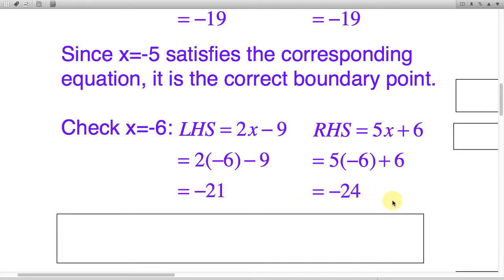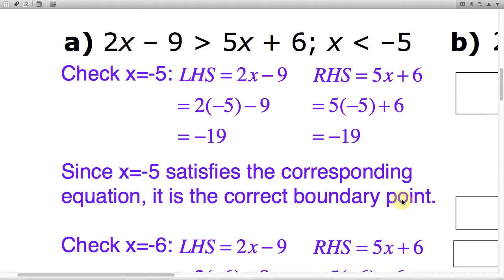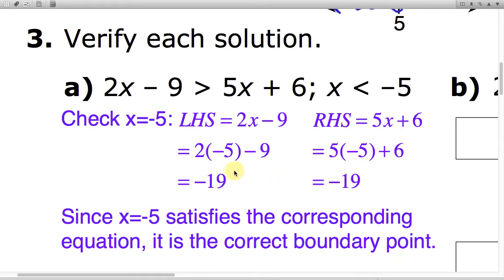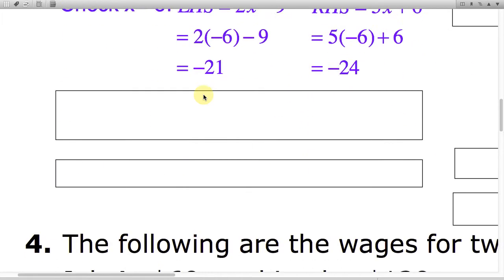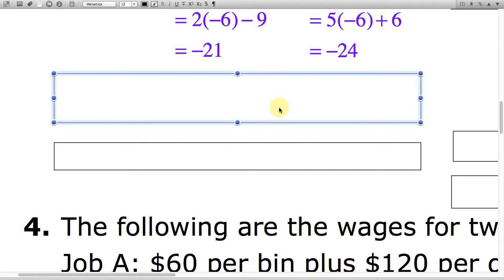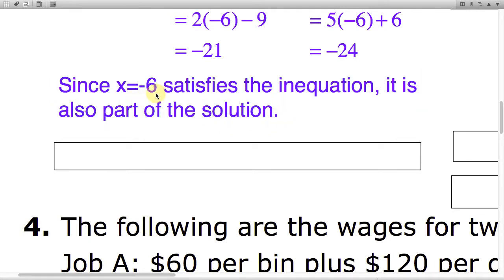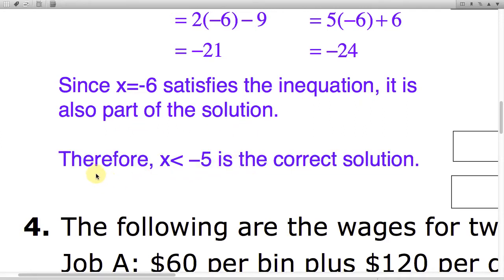Negative 21 and negative 24. How do those compare? Well, negative 21 is bigger than negative 24. So the left-hand side is greater than the right-hand side, as it should be. So, with x equals negative 6 satisfying the inequality, it is also part of the solution, which means that we do have the correct solution in x less than negative 5, because the boundary point is correct and we've shaded in the right direction.